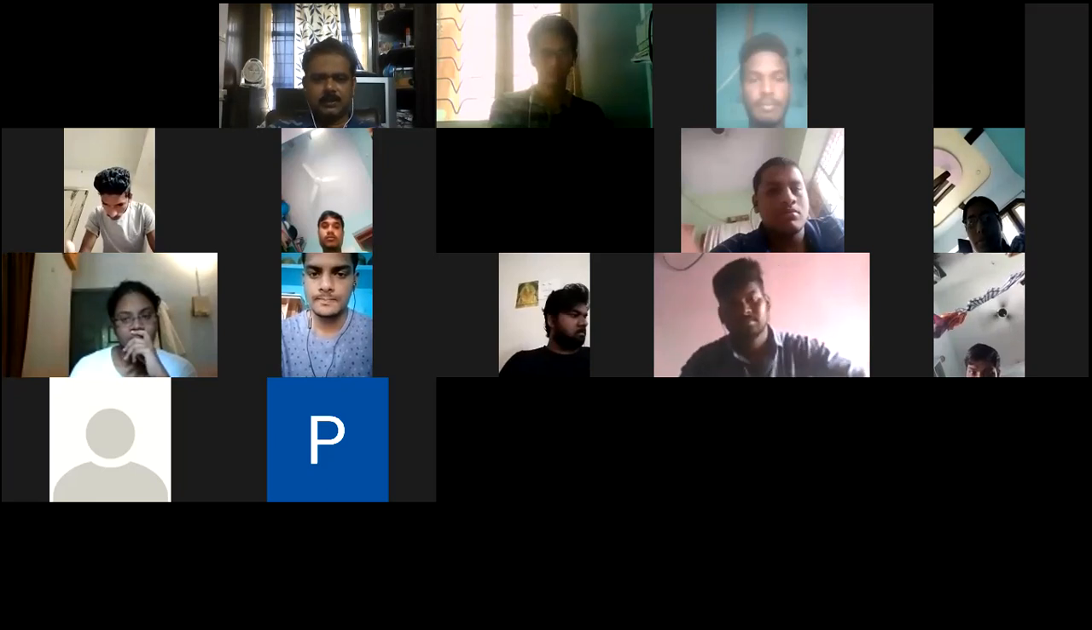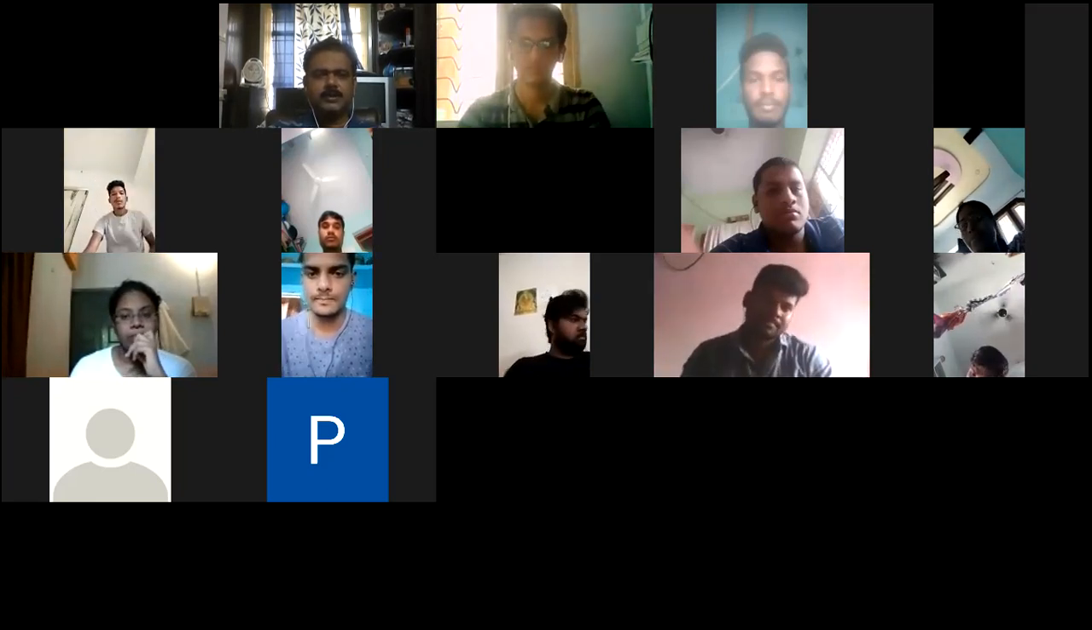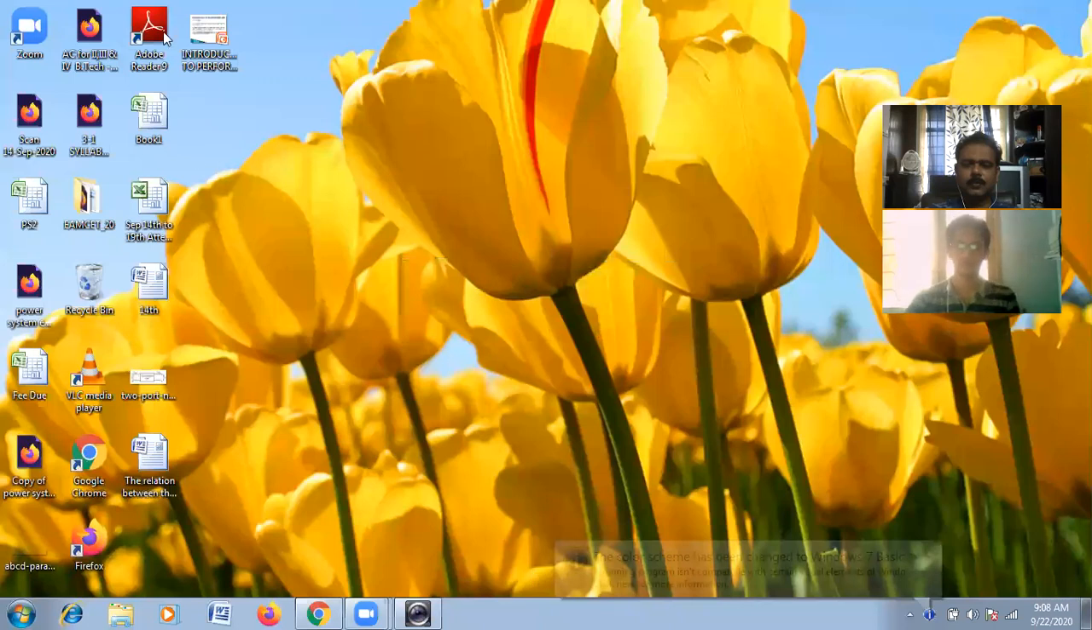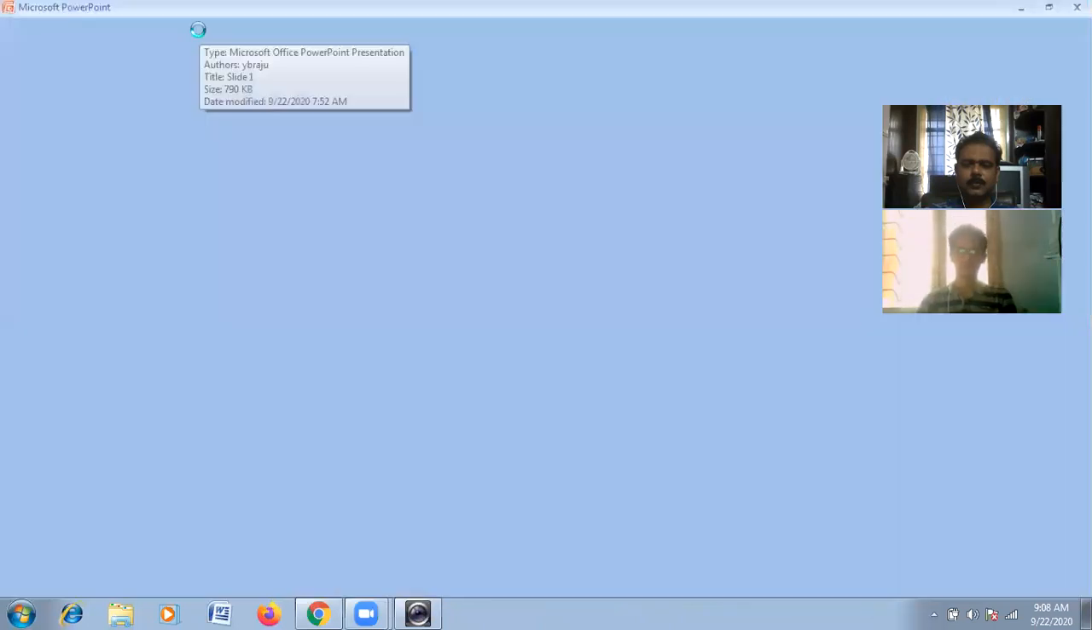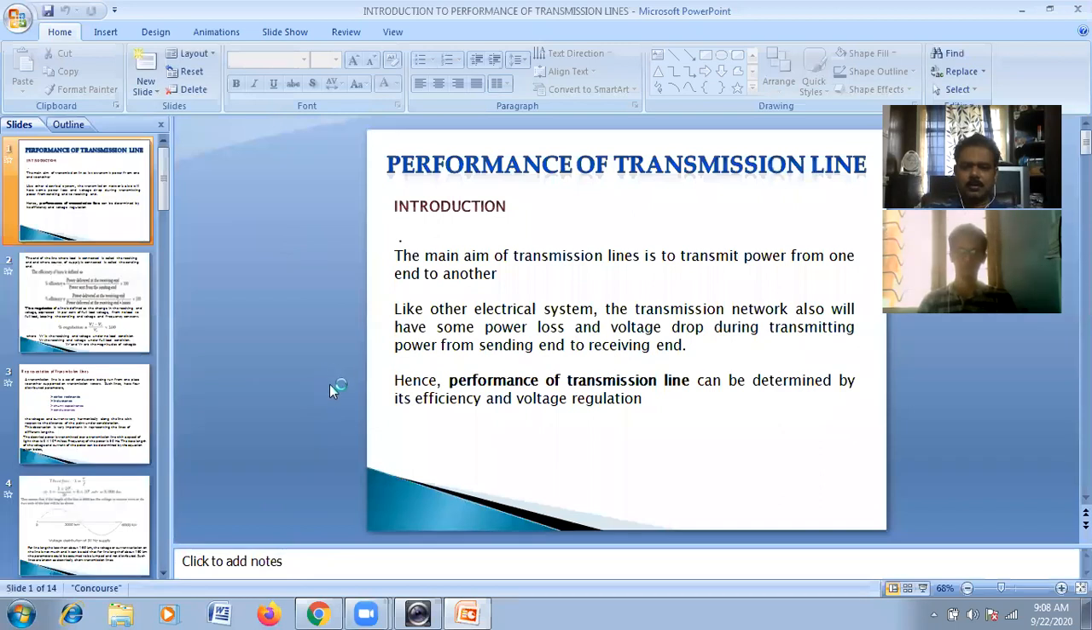If the length is between 80 to 160 kilometers, it is termed as a medium transmission line. If it is greater than 160, it is termed as a long transmission line. That's what we have seen in the earlier classes.